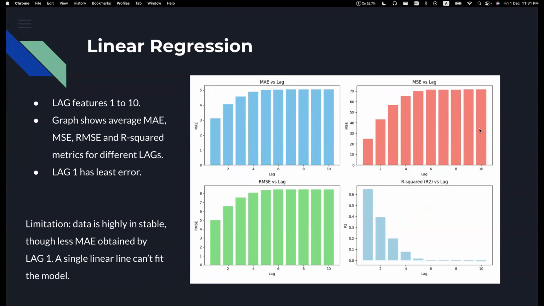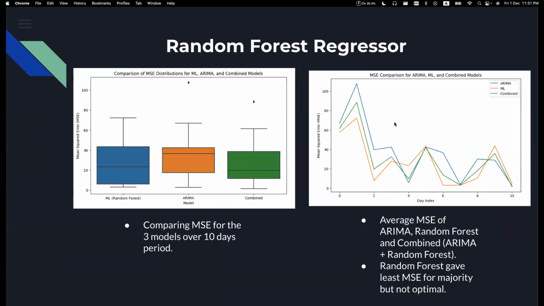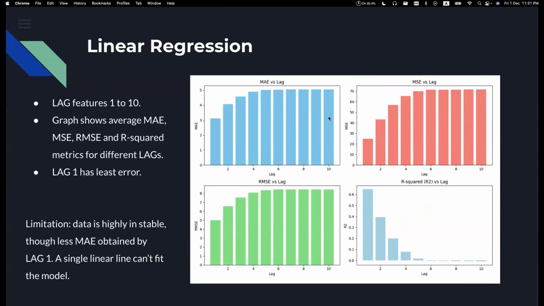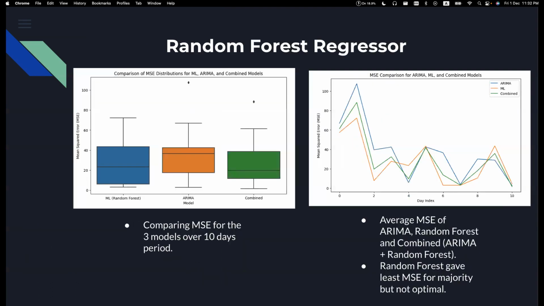Hello everyone, this is Shivani. So we have used the linear regression model to forecast our values. Here I divided the training set into 8 minutes for training and 1 minute for testing. And we have used the lag features, lag 1 to 10, to test which lag feature would give us the best values. And we found out through different metrics that lag 1 will give the best prediction for linear regression. Next slide, please.